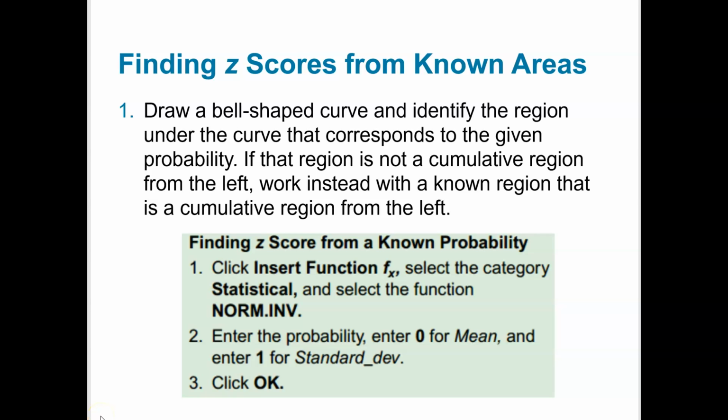Welcome back, section 6.1, part 2. We're going to start by finding z-scores from known areas or probabilities. So in this case, we're going to use a different function. Instead of norm.dist, we're going to do norm.inv.